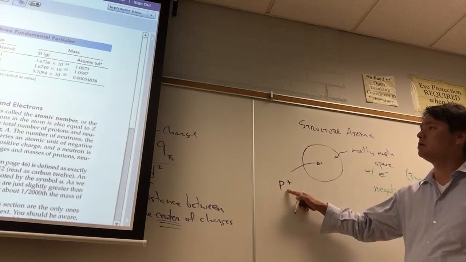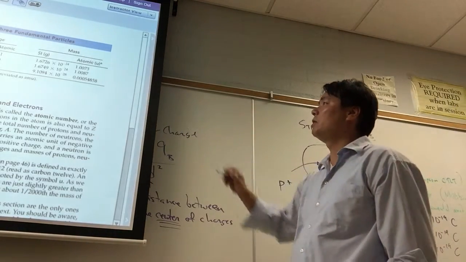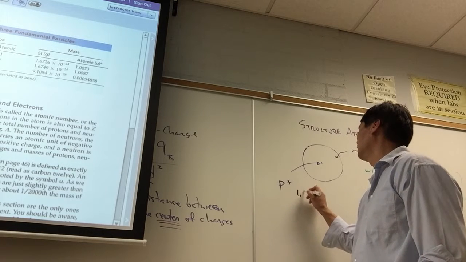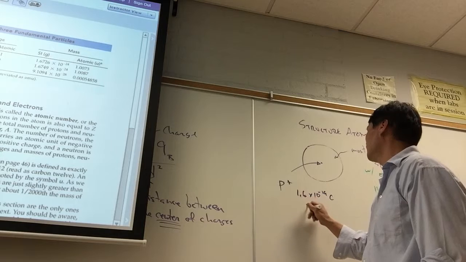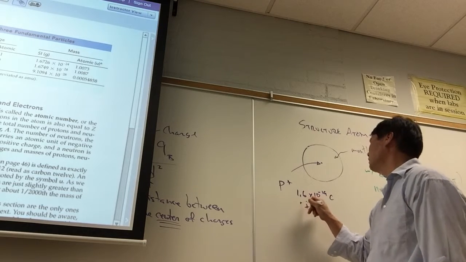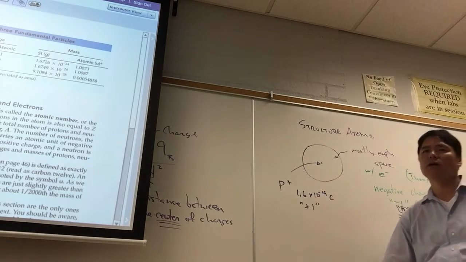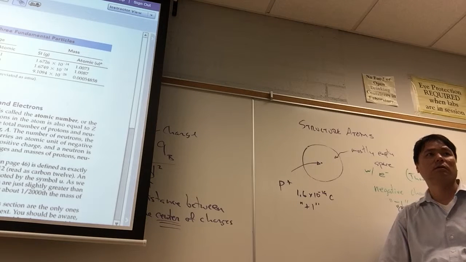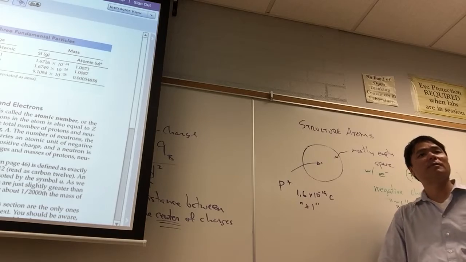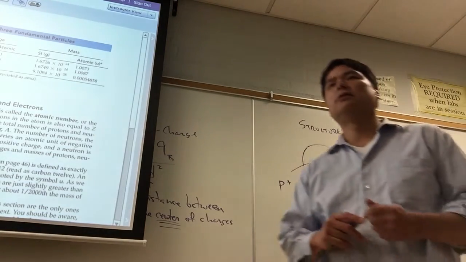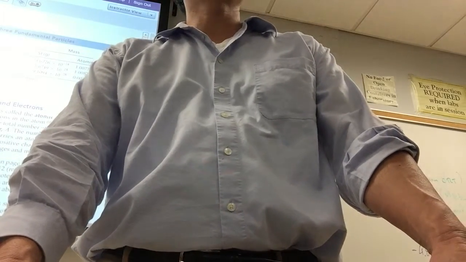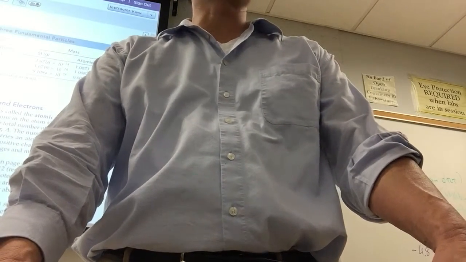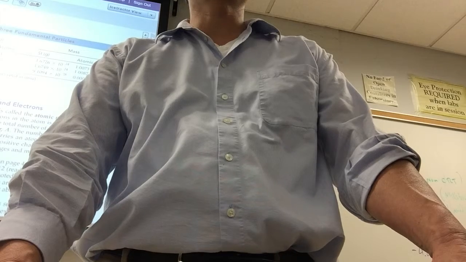Now, for the protons, we have 1.6 times 10 to the minus 19 coulombs for the charge. This is plus 1 fundamental unit of charge. How about the size of a proton? Is that known? How about the shape of a proton? The size and the shape of the proton, is that like the electron? Who knows? You can't even imagine it in a way.